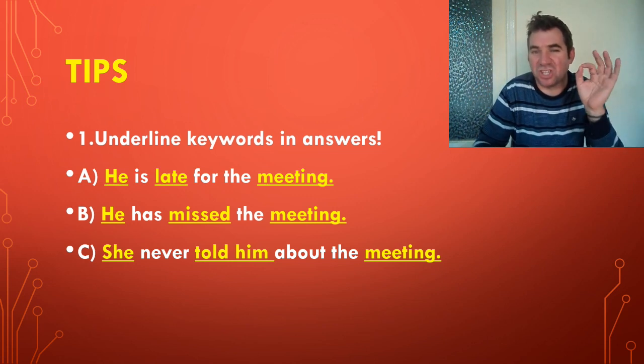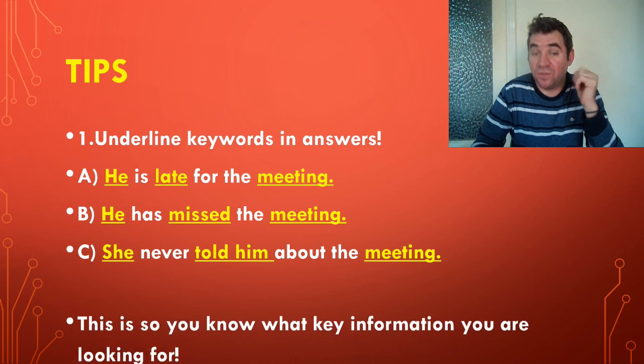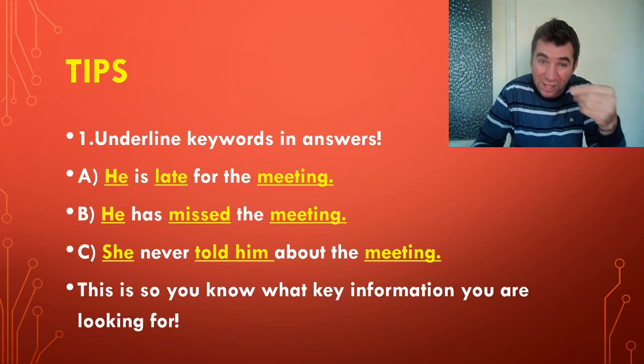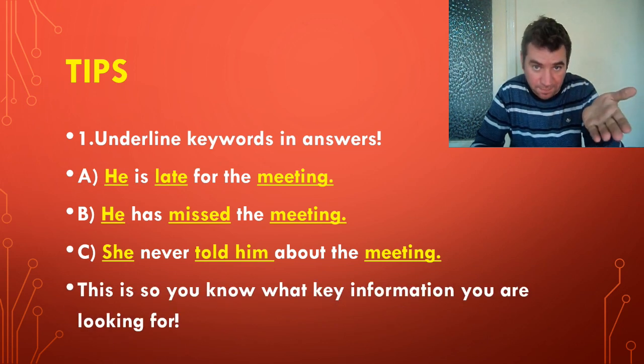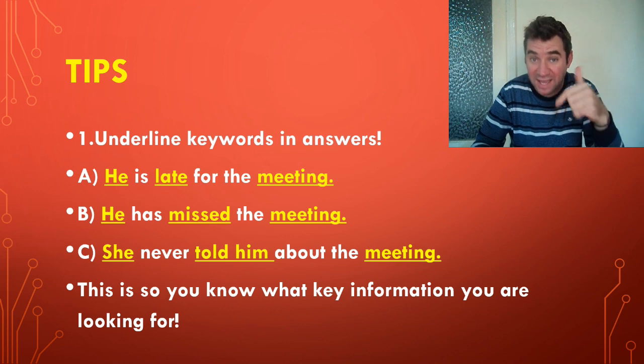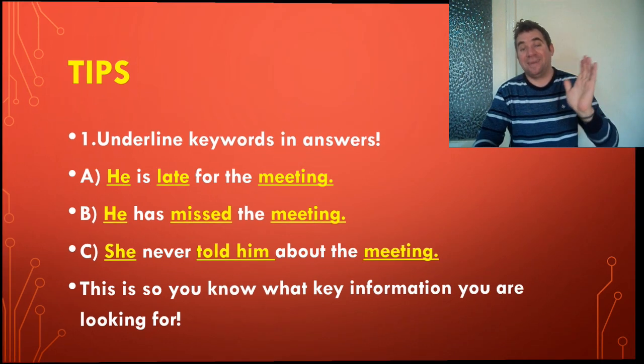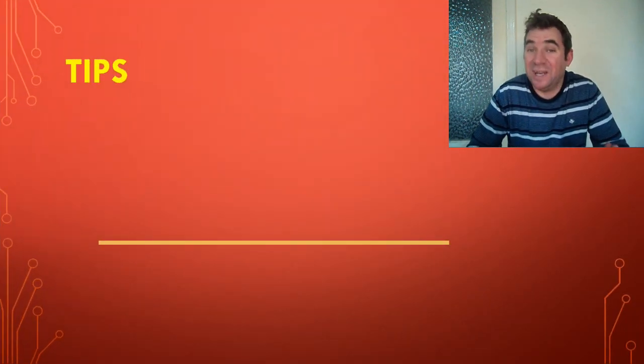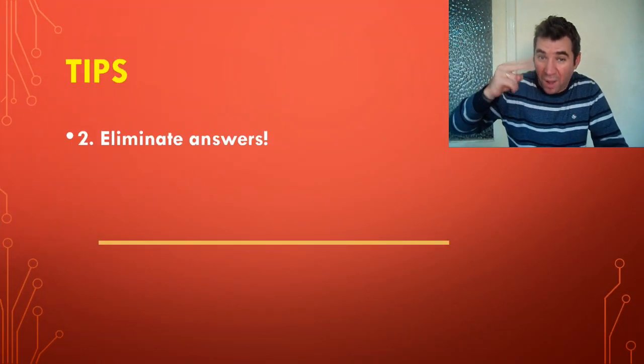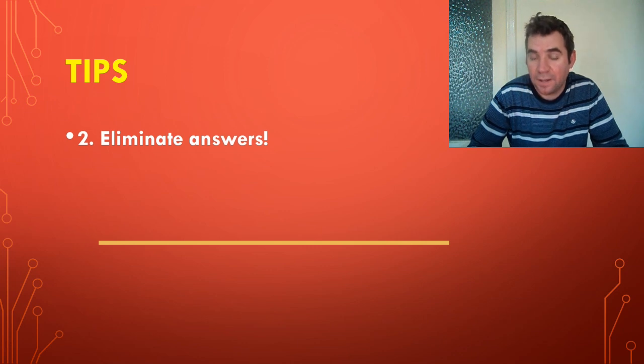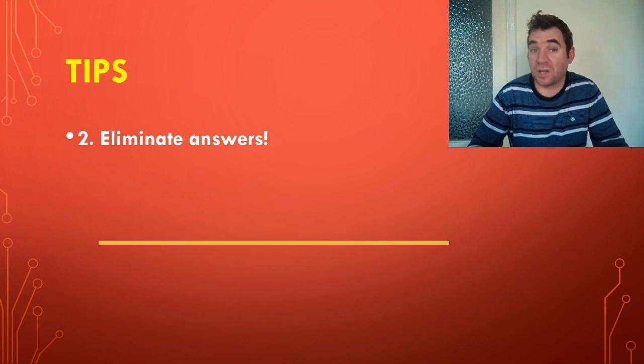This basically just highlights to you very, very quickly what information you are looking for, and it will help you find answers. And combined with my second tip, it will help you. So let's go on to that now. So again, the second tip here is to eliminate answers. And if you combine this with the first tip I gave you, it works very well.